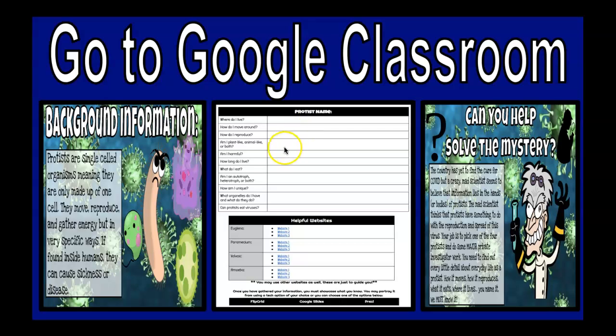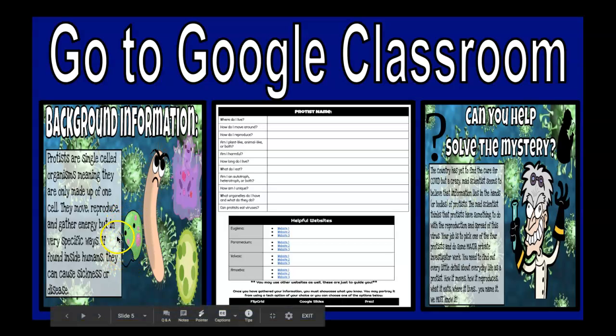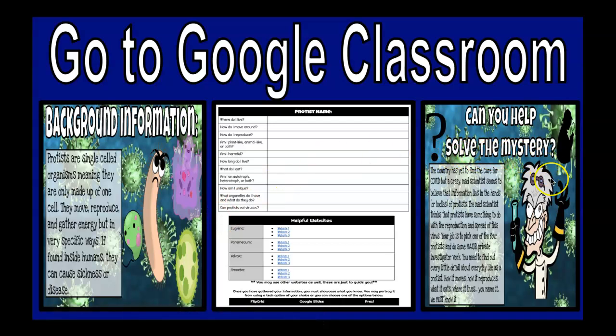And here are four little PROTUS right here. The purple guy is an amoeba. This guy is a paramecium. The little green guy with a tail is a euglena. And this guy is a volvox. Now it says, can you help solve the mystery?